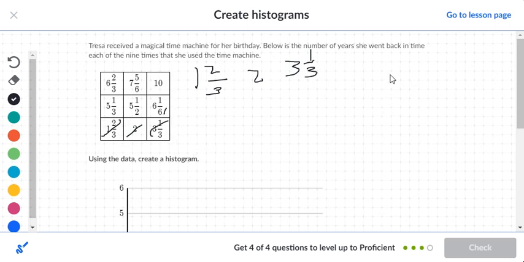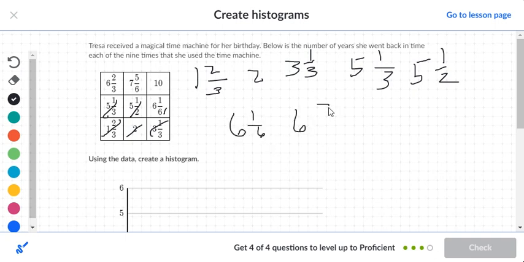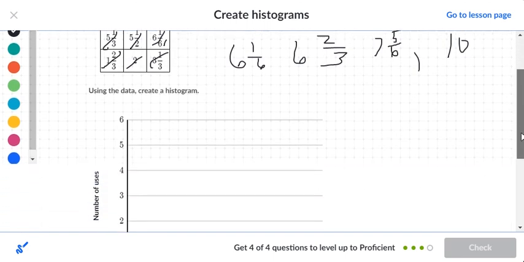Okay, then we have 2 of the 5. So we have a 5 1/3, and then a 5 1/2. Now we have a 6 1/6, followed by a 6 2/3. Then we go to 7 5/6, and then last is 10. So we have 1, 2, 3, 4, 5, 6, 7, 8, 9. So we have 9 pieces of data. We arranged them in order.